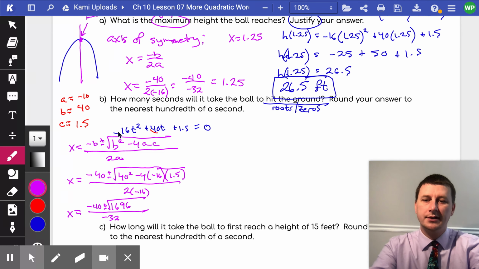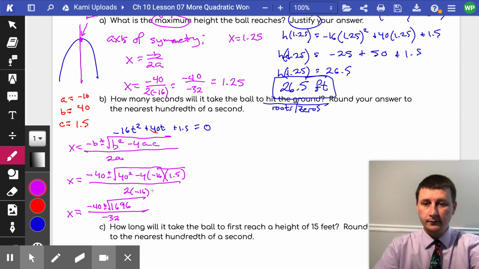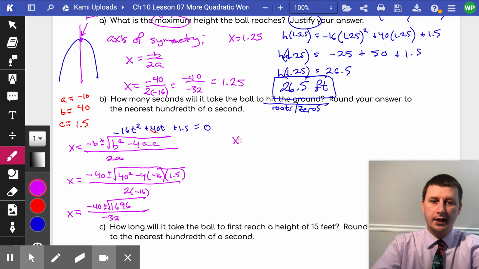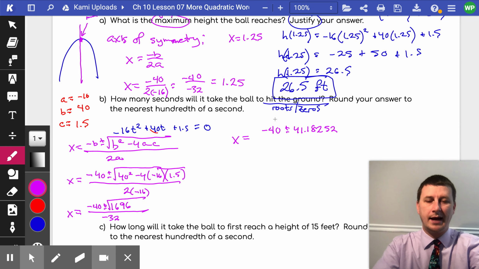So the first thing we want to do to find out what the decimal is going to be is to find the square root of 1696. And when you do that, you're going to get, we'll write it up here, x equals negative 40 plus or minus, because our roots have a positive or negative solution. And we have 41.18252. And I'll stop it there because it wants me to round to the nearest hundredth. So if I keep an extra 3 places for now, I'll definitely ensure myself safety right there.